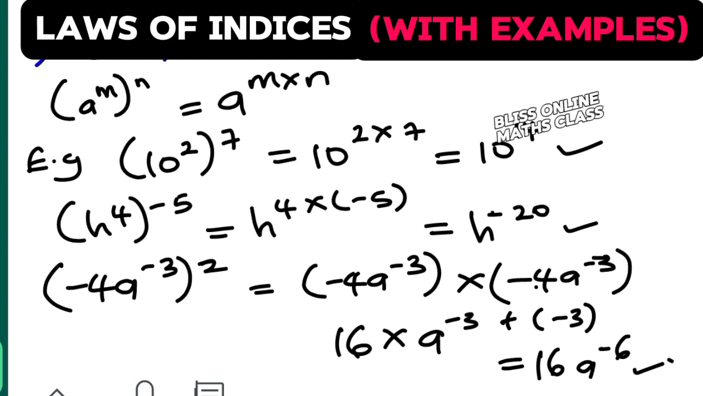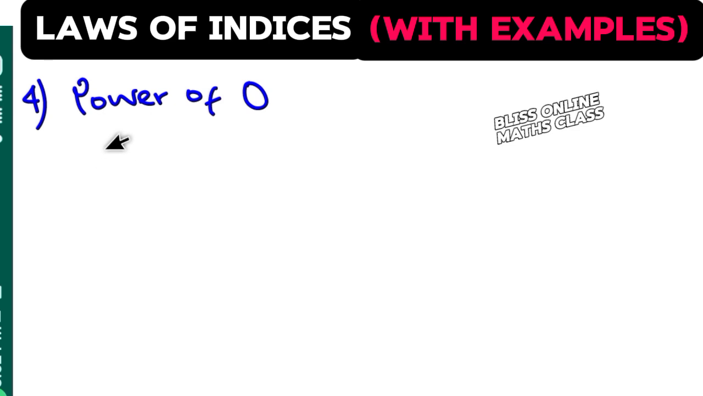And let's go back to the fourth law. The fourth law of indices is the power of 0. Any number raised to the power of 0 is equal to 1. Any number apart from 0 raised to power 0 is 1. In indices, 0 raised to power 0 does not count. It means nothing. But any number greater than 0 that is raised to power 0 is equal to 1.